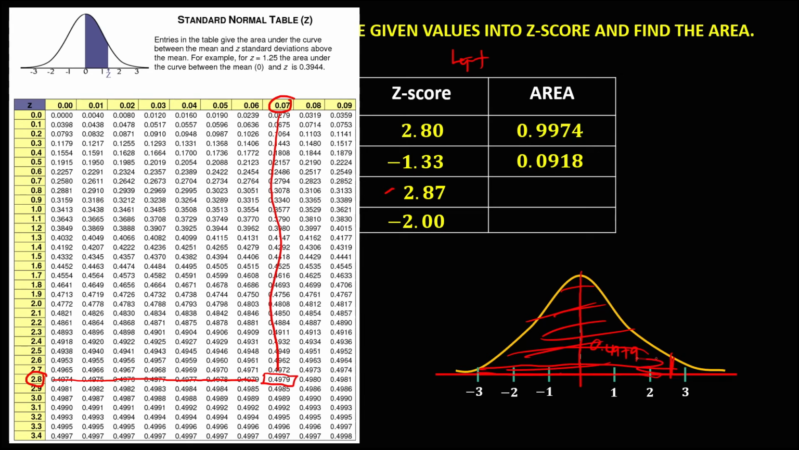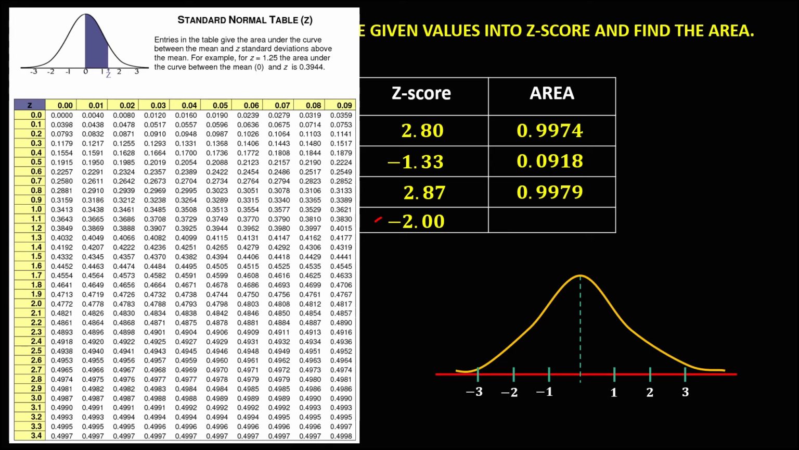And observe that the area is within the mean, or the mean is part of the area. So we need to add. So we have this 0.5 plus the given area, that's 0.4979. So the area for 2.87 is 0.9979. Then for this negative 2.0, let's assume this is negative 2.